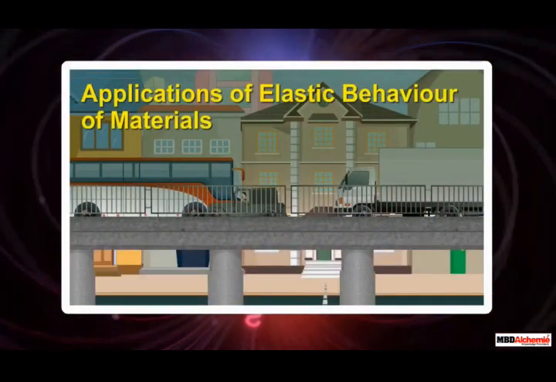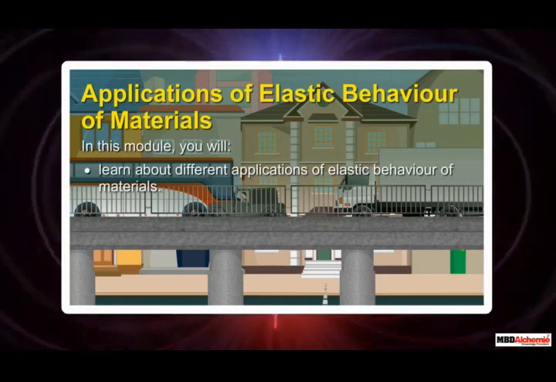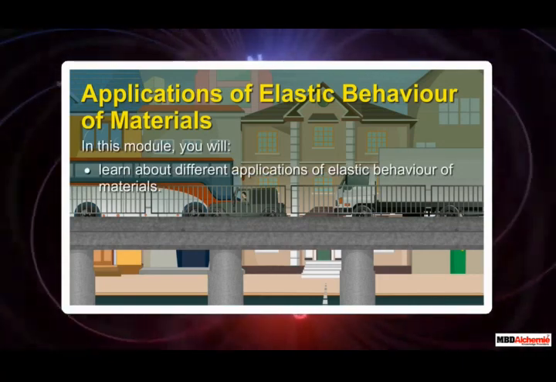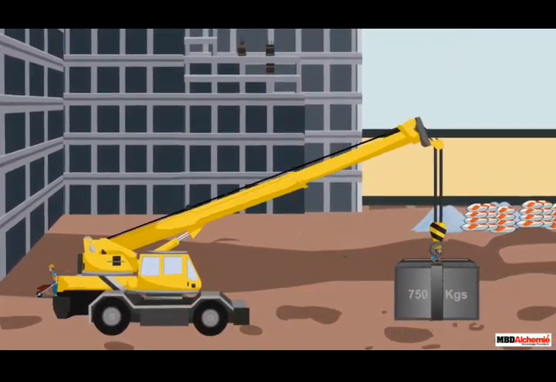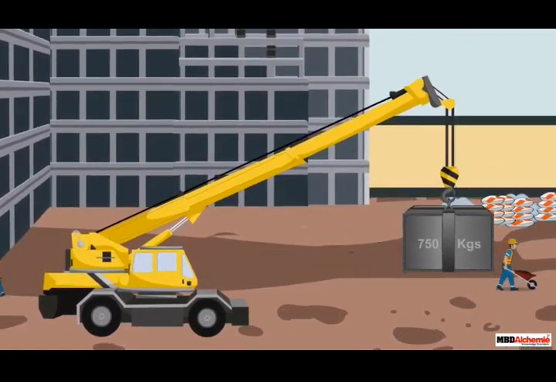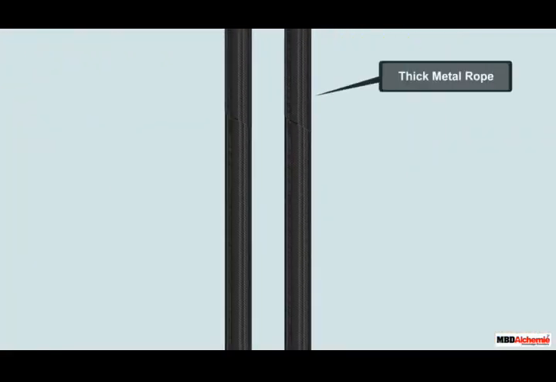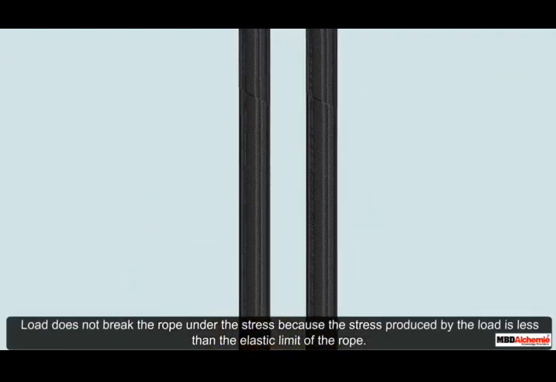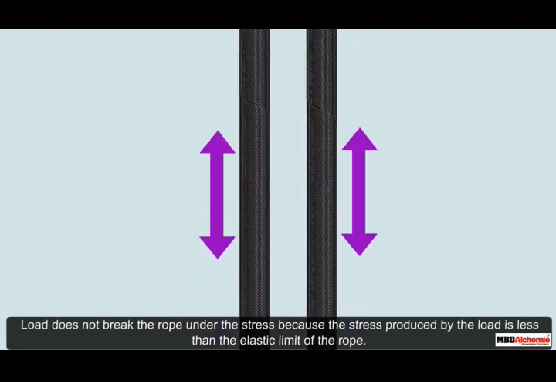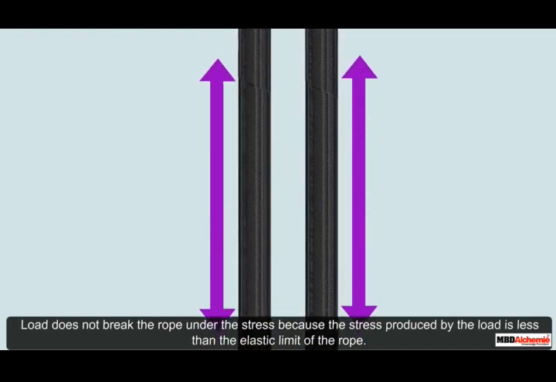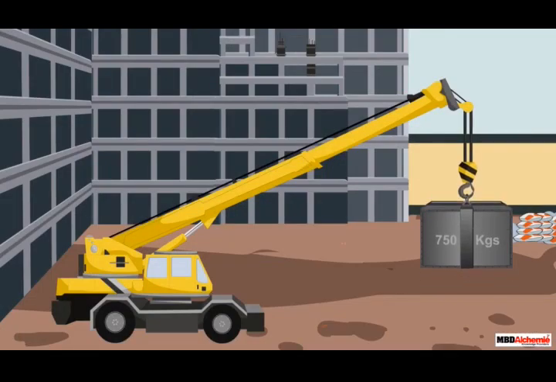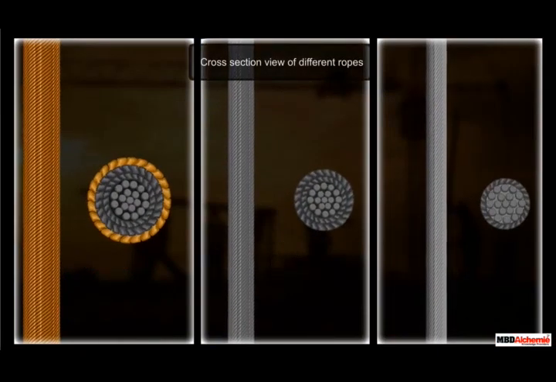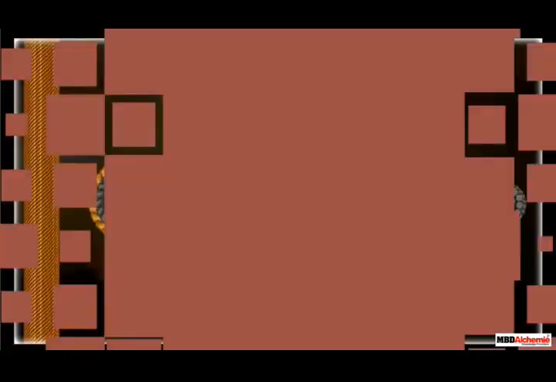Applications of elastic behavior of materials. In this module, you will learn about different applications of elastic behavior of materials. You might have seen a crane lifting heavy loads on a construction site. The cranes have a thick metal rope so that the attached load does not break the rope under the stress. This happens because the stress produced by the load is less than the elastic limit of the rope. Thus, the cranes are designed to reduce the stress by varying the diameter of the rope as per the elastic limit of the material of the rope.